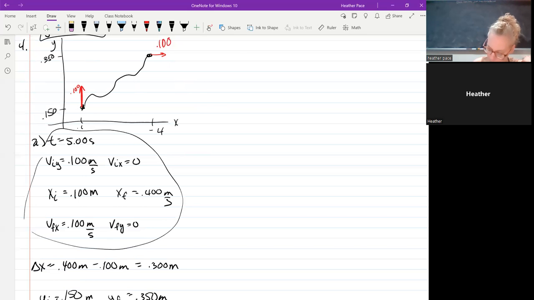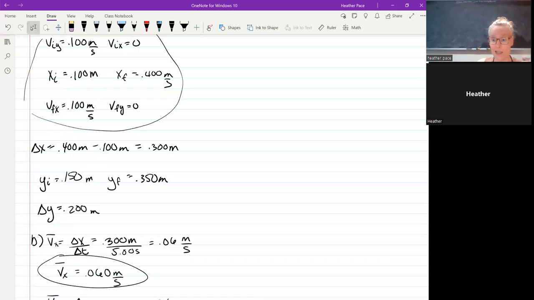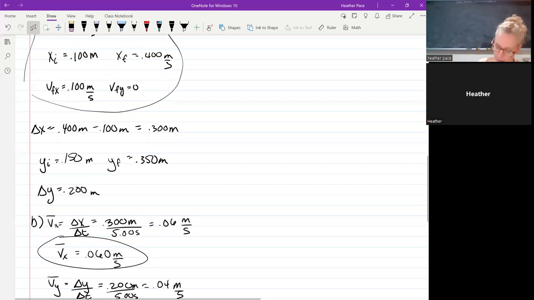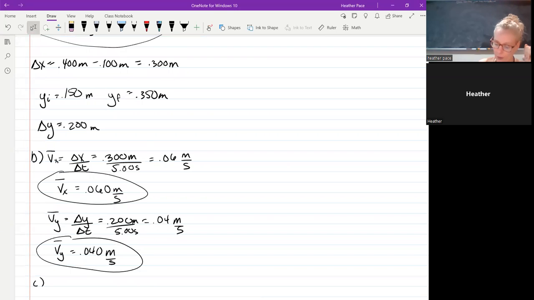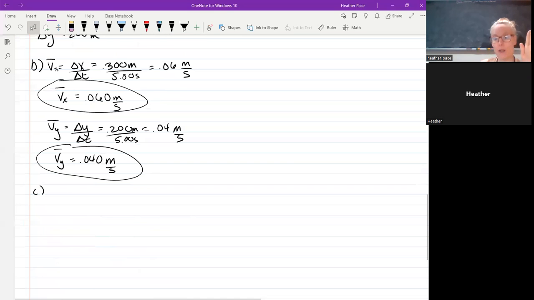We're looking for displacement. Delta x is just final minus initial. We are given that in the figure. Just plug in our values, we get 0.300 meters. We're going to do the same thing for y. We are going to subtract final y minus initial y, and we get 0.200 meters. All right, so moving into B.